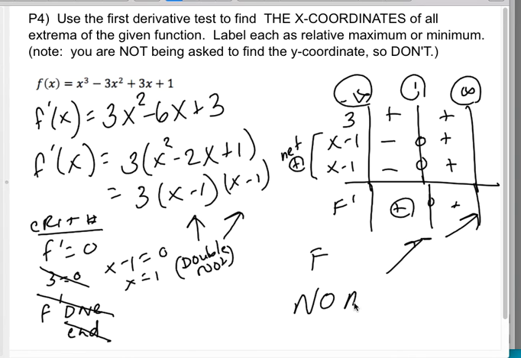There is no max. There is no min. This thing will go down forever. It levels off for a sec at a saddle and then goes up forever. Like that's what this is going to look like. There's no max. There's no min.